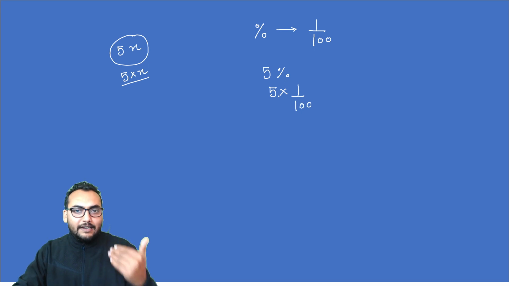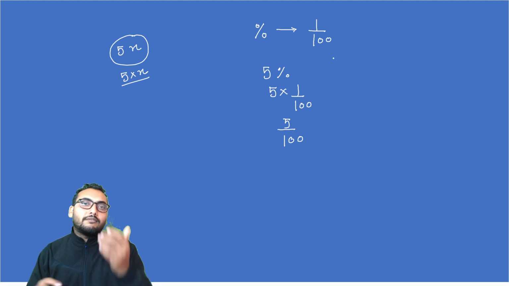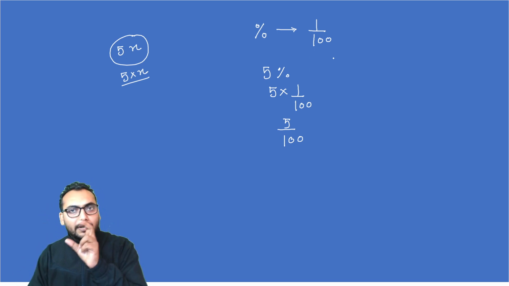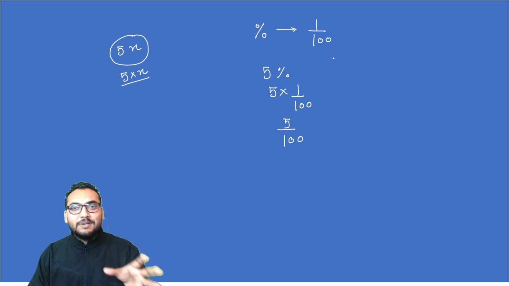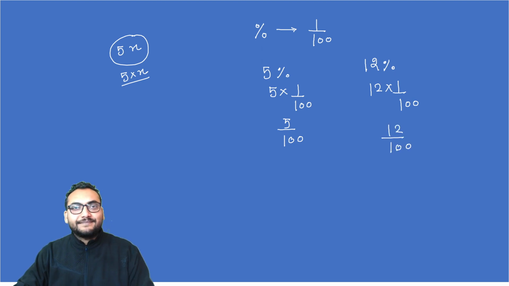That means we can write it as 5 multiplied by 1 upon 100. So now I can write it as 5 upon 100. This is the way we can convert the percentage sign into 1 upon 100. In the same way, if we are converting the percentage sign into 1 upon 100, we can convert 1 upon 100 also into percentages. Yeah, definitely we can. So if I'm talking about 12%, we can write it as 12 multiplied by 1 upon 100, and I will write it as 12 divided by 100.